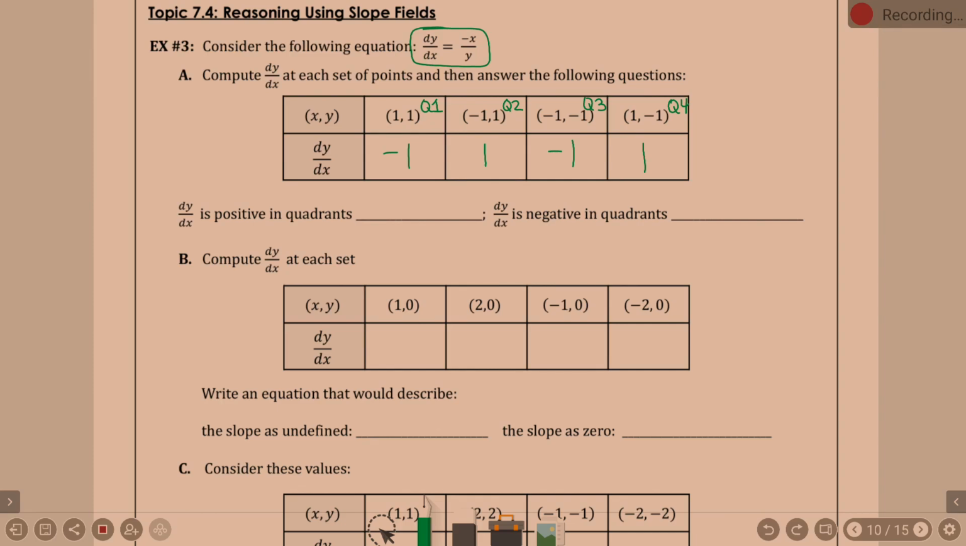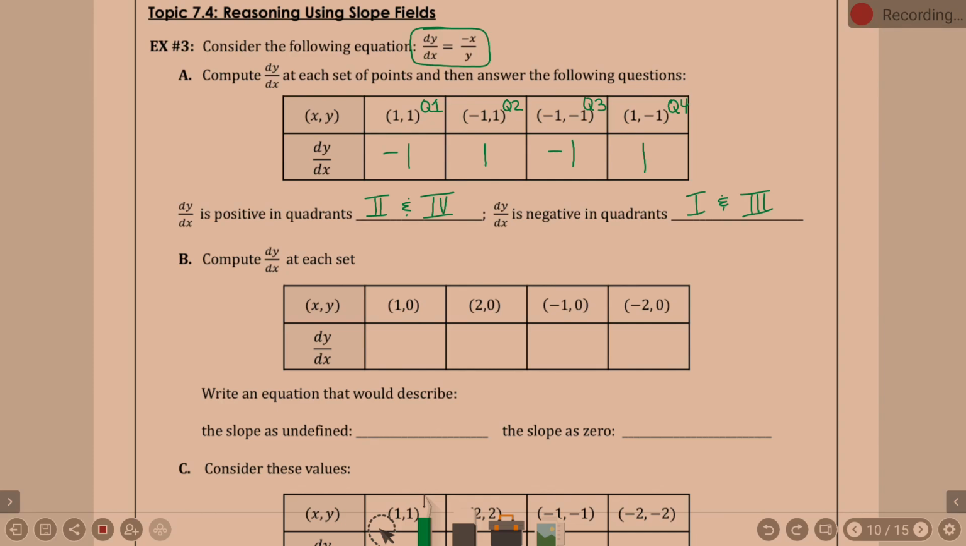So, dy/dx is positive in which quadrants in this case? Okay, quadrants 2 and 4. I wrote with Roman numerals in my notes. And negative in quadrants 1 and 3. Okay. Now, folks, when we get down to Part D, we're going to be doing the slope field. So this is kind of helping us to be ready.